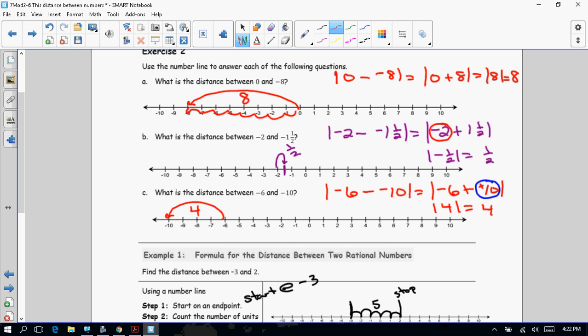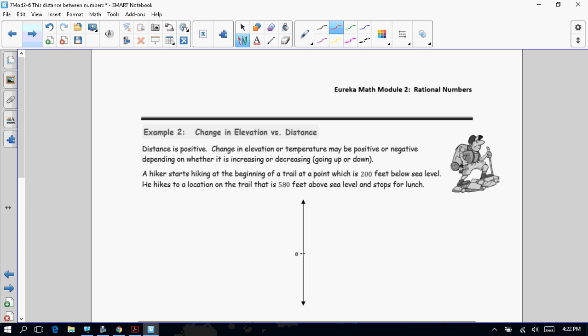There we go. Okay, so it's a lot easier to use that shortcut than it is to use a number line. All right, so it is faster to actually just subtract them. Let's try example 2, shall we? Page 44. Distance is positive. Change in elevation or temperature may be positive or negative depending on whether it's increasing or decreasing, right? Going up or down. So let's take a look.